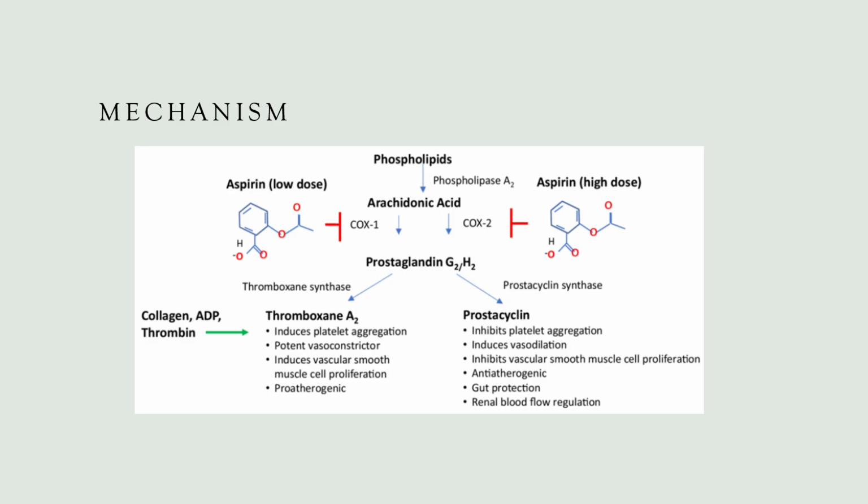inactivating COX-2, and aspirin therefore exerts more action on the COX-1 receptor rather than on the COX-2 receptor. So a higher dose of aspirin is required for COX-2 inhibition, and we can clearly see that on the chart. Low dosage of aspirin inhibits COX-1, while a higher dose of aspirin inhibits COX-2.